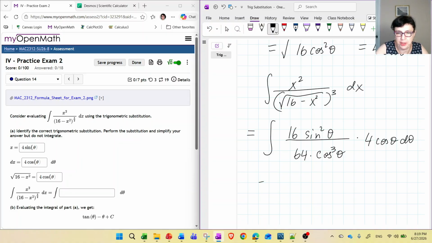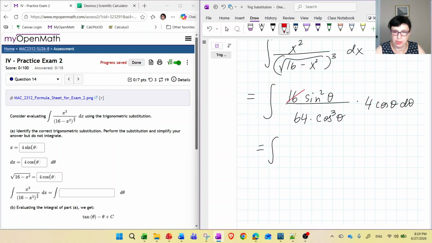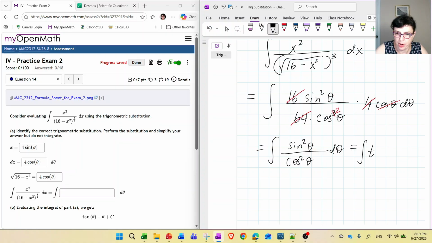Okay, so let's see if we can simplify that. Well, the good news is the numbers are going to cancel. So 16, 4, and 64 cancel out. And also one of the cosines here is going to cancel out, and this is going to become cosine squared. So I see this as sine squared divided by cosine squared, right? But what is sine over cosine? Well, that's tangent. And so I wind up with the integral of tangent squared.